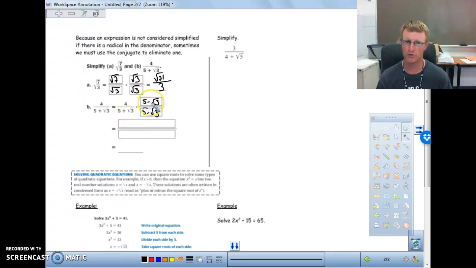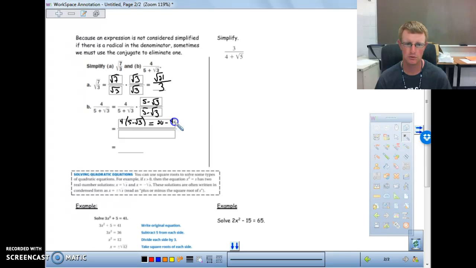The reason for this, and it's important to understand this, is if you remember when we were factoring, we talked about the difference of squares. Meaning when you FOIL something, if you have the exact same thing, but one is a plus and one is a minus, we know the middle term will cancel out. So what will happen here when we multiply is we certainly are going to have 4 times 5 minus root 3 on the top, which is equal to 20 minus 4 root 3.